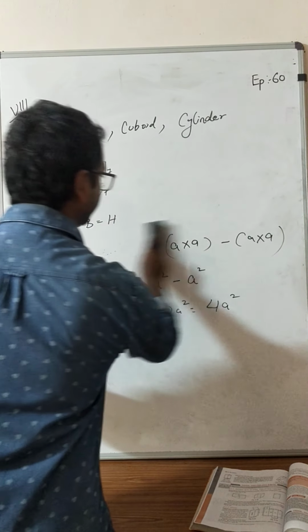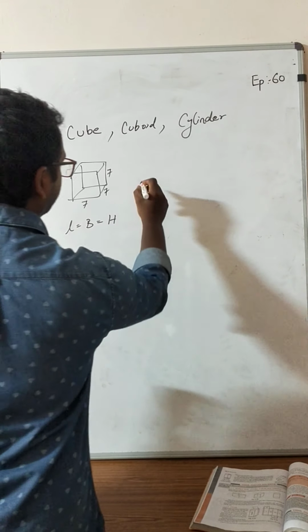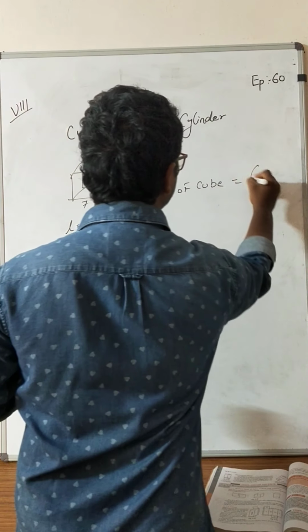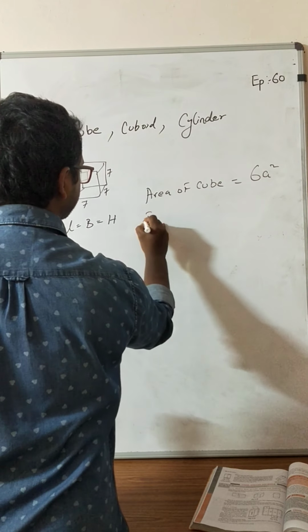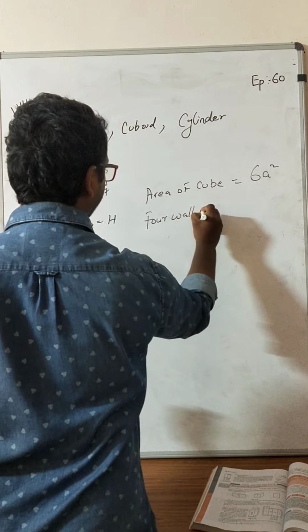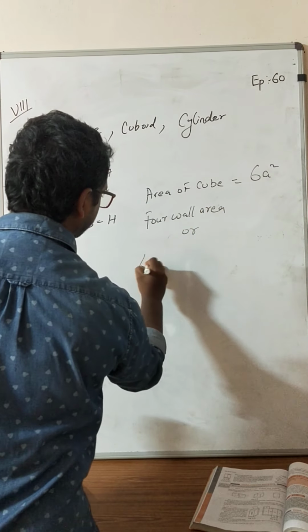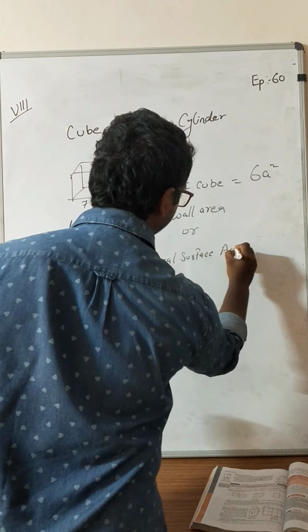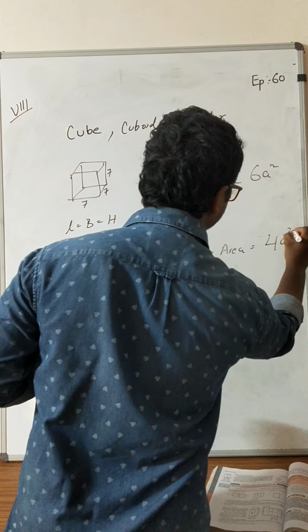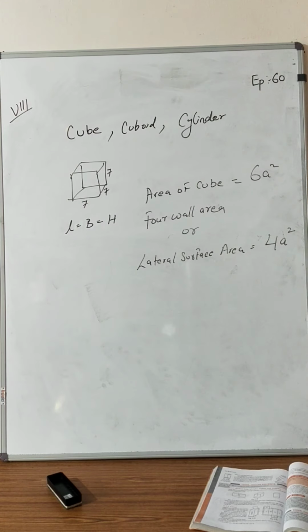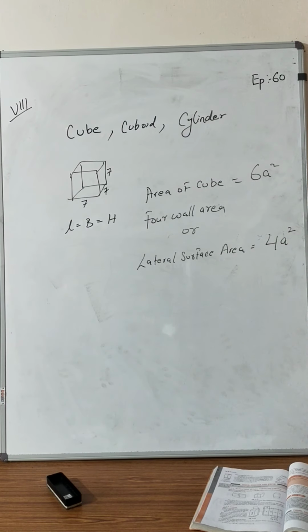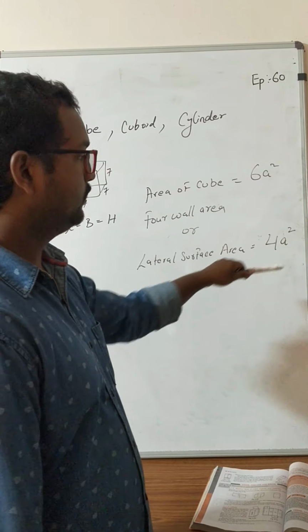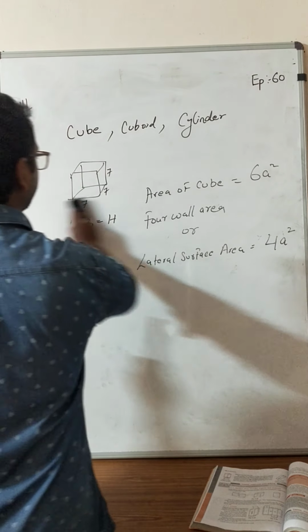So the area of the cube, or the total surface area of the cube, is 6a square, whereas the four wall area or lateral surface area is equal to 4a square. I hope you are clear with the area of cube and the lateral surface area, or the four wall area of cube. Now let's move on to cuboid.